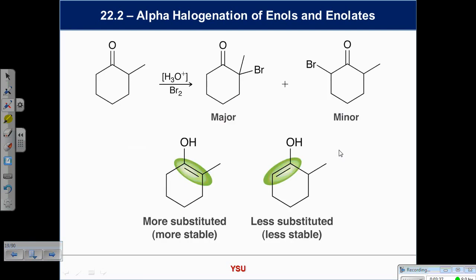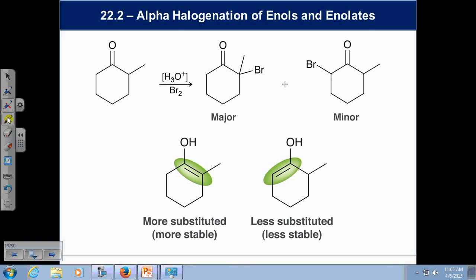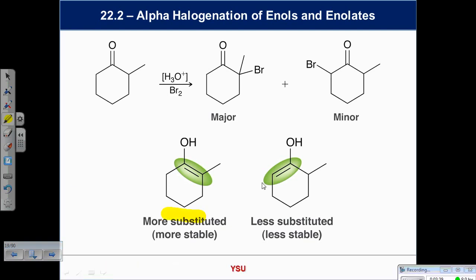So what we left off with was this idea again of talking about selectivity, talking about regioselectivity in terms of where things go. And I think everybody should be happy now with this idea that the more substituted double bond is going to be favored, right? In the enol form. So you could take off a proton on the left or on the right.